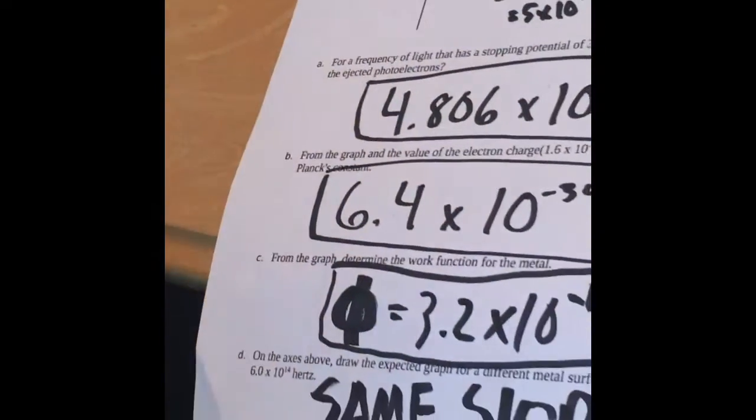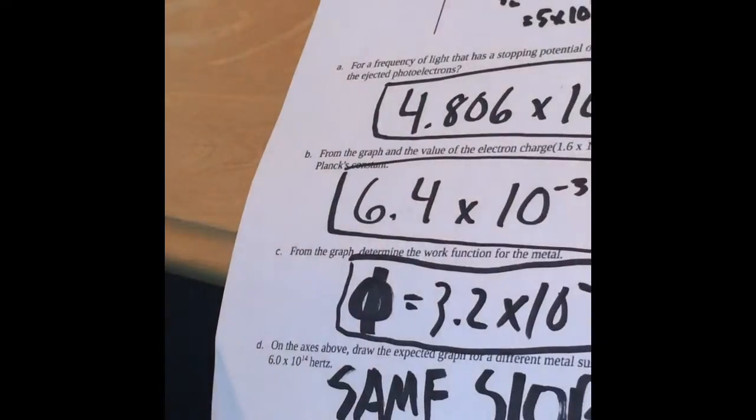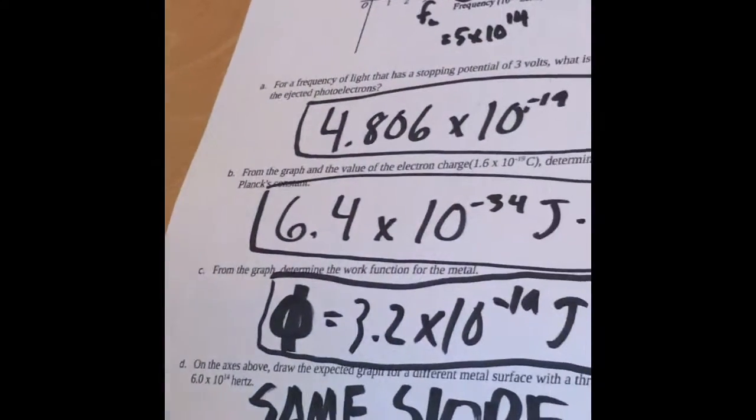Determine an experimental value for Planck's constant, or h. Yes, we will use the graph, and we will find part B later. Part C, from the graph, determine the work function for the metal. Easy. Work function.